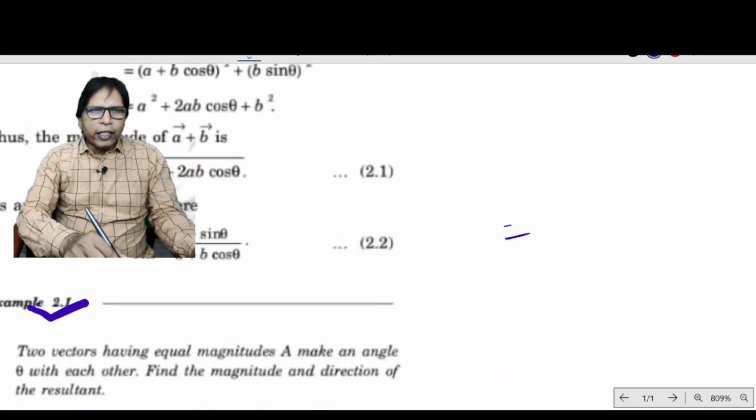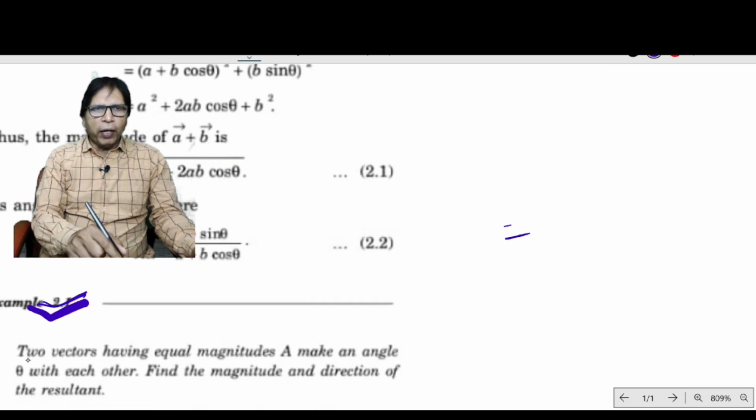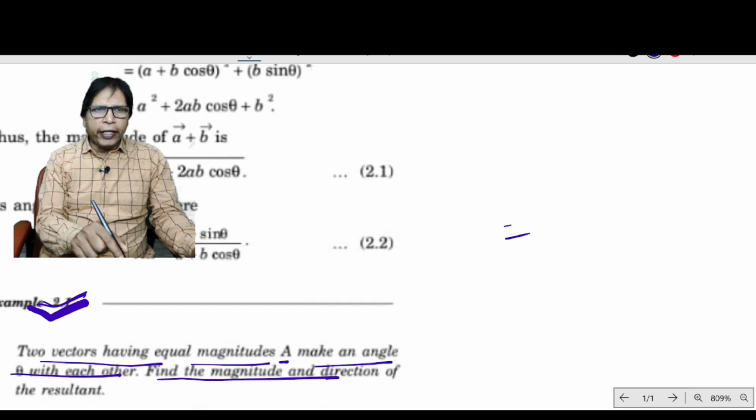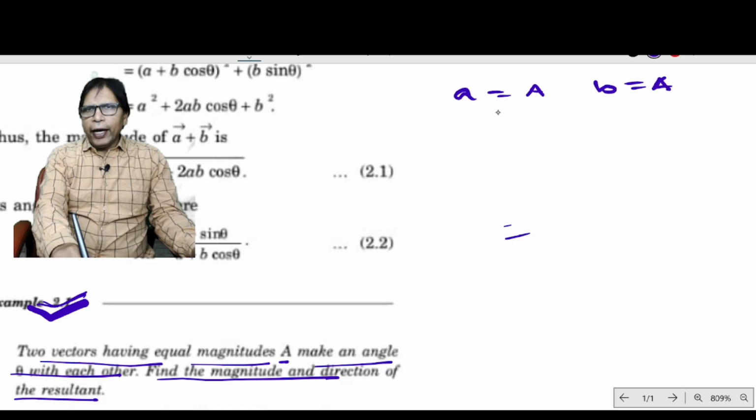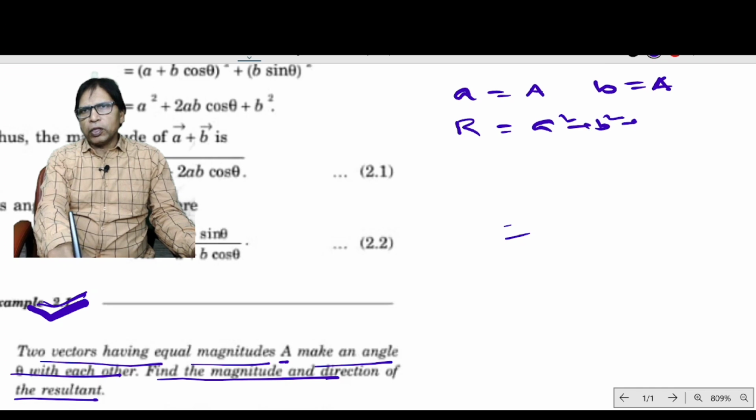Now look at this, example 2.1 of HC Verma. Two vectors having equal magnitude A make an angle theta with each other. Find the magnitude and direction of the resultant. So here A equals A, B also equals A, and the angle between them is theta. So R equals the square root of A square plus B square plus 2AB cos theta.